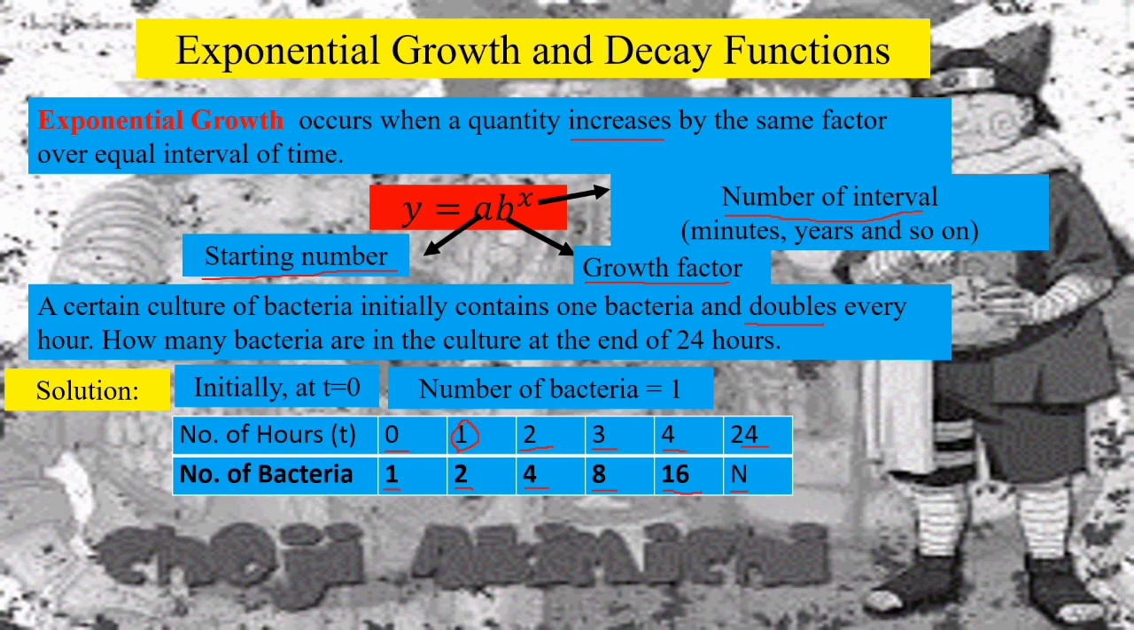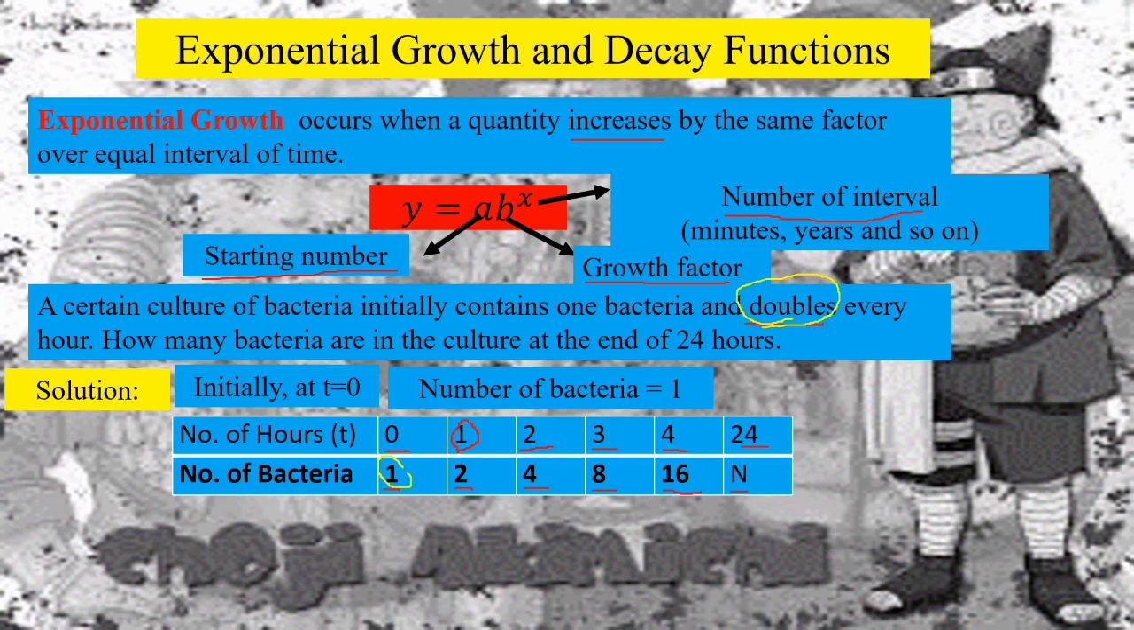Tama. Ang magiging starting number natin is 1. Very good. Kasi yun yung bacteria natin. Doon nagsimula. So ano ang growth factor natin? So ang growth factor natin is tama ka na naman dyan, 2. Bakit 2? Kasi it says double. So anong magiging number of interval natin? Tama. Yun yung number of hours natin.